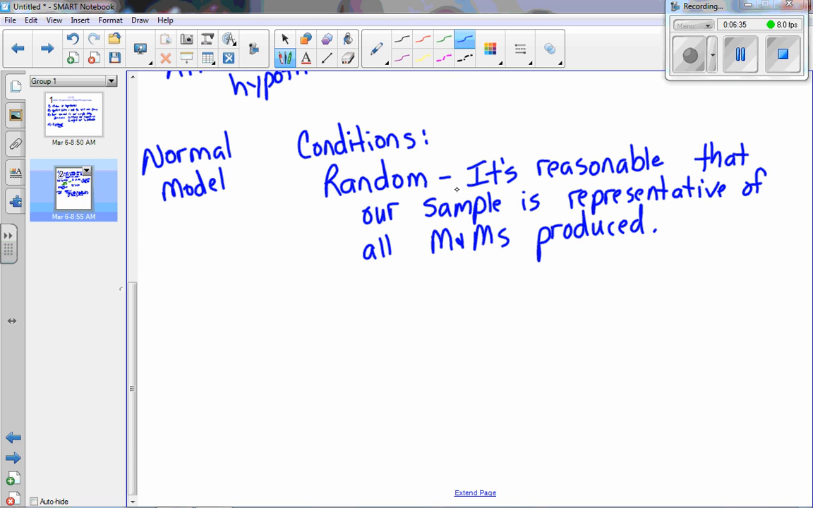Remember, we're not doing random check mark. You have to address the situation. The independence issue: since I'm treating it as if it's a random sample, it's representative of the M&Ms. Each color should be independent of the other.